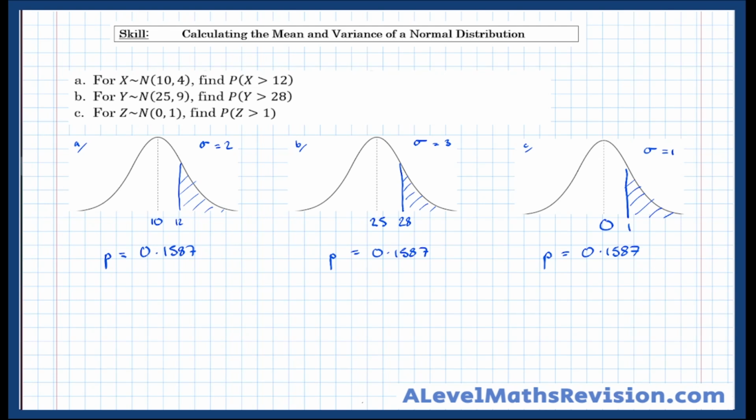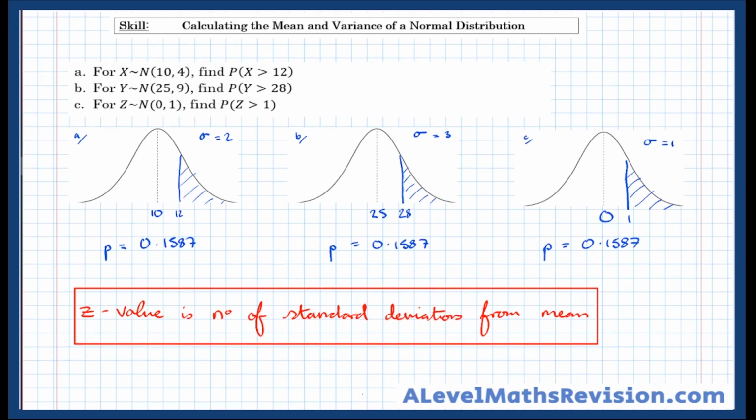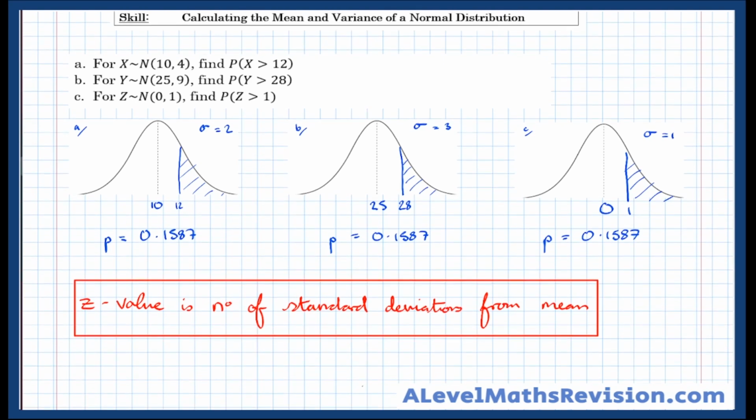And in the normal distribution, everything is measured and revolves around the number of standard deviations of a boundary from the mean. And that quantity, the number of standard deviations from the mean, is called a Z value. And that is an absolutely key point. The Z value is the number of standard deviations from the mean. So given that, we can give a formula for it. So let's do that right now.